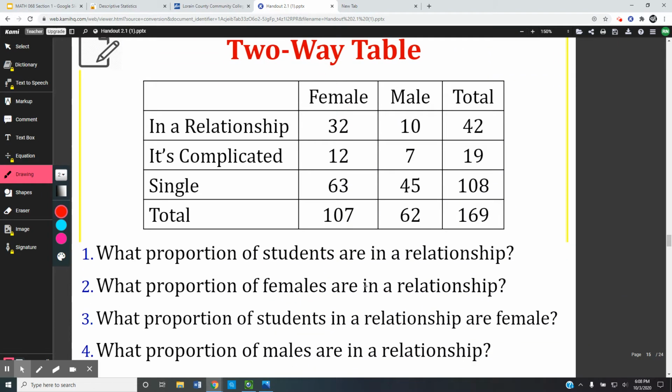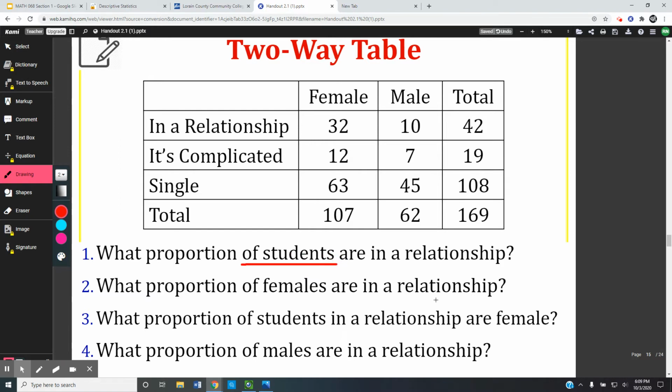So we have a couple of questions here about a two-way table. So the first question is, what proportion of students are in a relationship? So a couple of things we have to look at. First of all, what proportion of students? We need to identify who we're talking about here. And who we're talking about are of students.